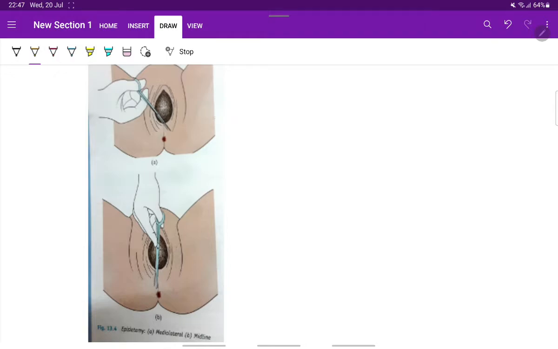So, this is an image showing the mediolateral episiotomy, whereas the image below shows the central episiotomy. The most commonly performed and the preferred one is the mediolateral episiotomy. The central episiotomy has certain disadvantages. If the incision extends downwards while delivery, it can involve the anal sphincter.